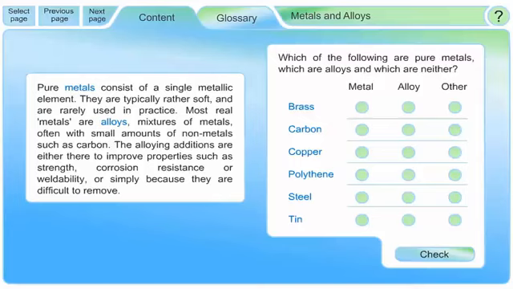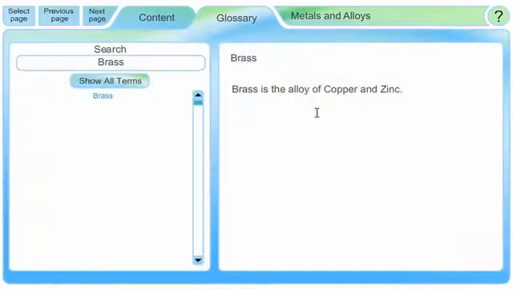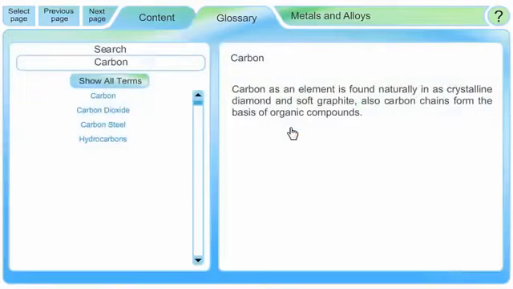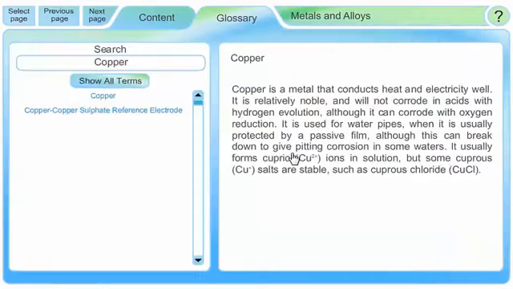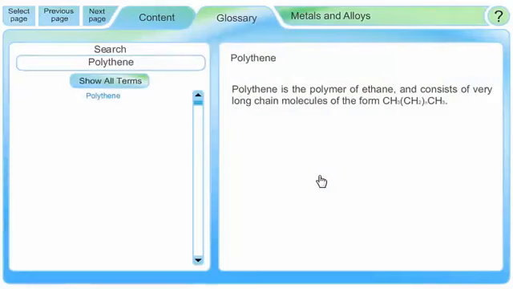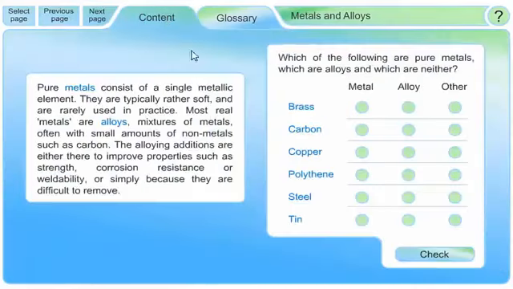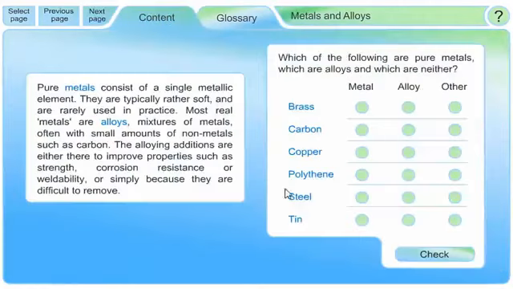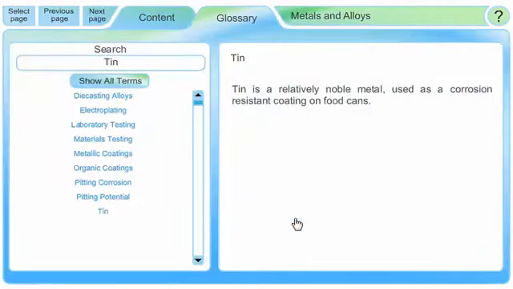So, which of the following are pure metals, which are alloys and which are neither? Brass is, of course, the alloy of copper and zinc. Carbon is an element found naturally in diamond and graphite. Copper is a metal conducting heat and electricity well. Polythene is a plastic or a polymer of ethene. Steel is an alloy of iron and carbon. And tin is a relatively noble metal used inside certain food cans.